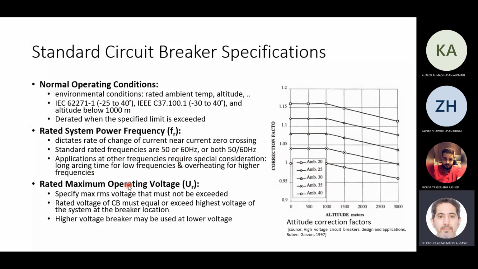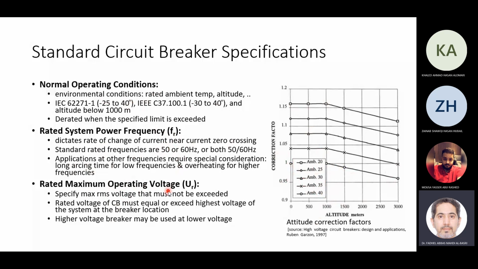The rated maximum operating voltage, which they specify, means the maximum voltage that you can use for this breaker, and your operating system voltage must never exceed this voltage. You can use a breaker of higher voltage for a lower voltage system, but you cannot use it for a voltage higher than its specified maximum operating voltage.